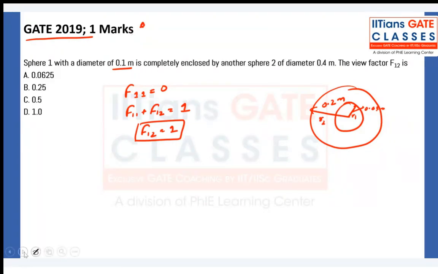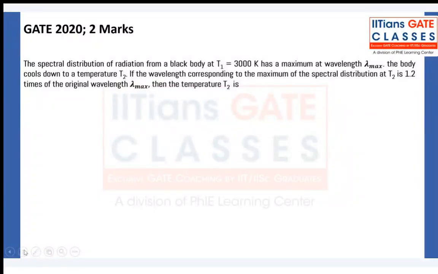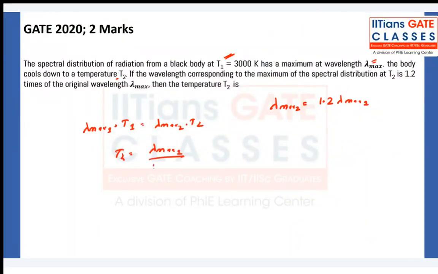Next question. The spectral distribution of radiation at T1 has maximum wavelength lambda max 1. The body cools down to temperature T2. If the wavelength corresponding to the maximum of the spectral distribution at T2, lambda max 2, is equal to 1.2 times lambda max 1. T1 is given, I need to find out T2. Lambda max 1 T1 is equal to lambda max 2 T2, so T2 is equal to lambda max 1 upon lambda max 2 into T1. So it is 1 upon 1.2 into 3000. So what is the answer? 2500. Very nice.